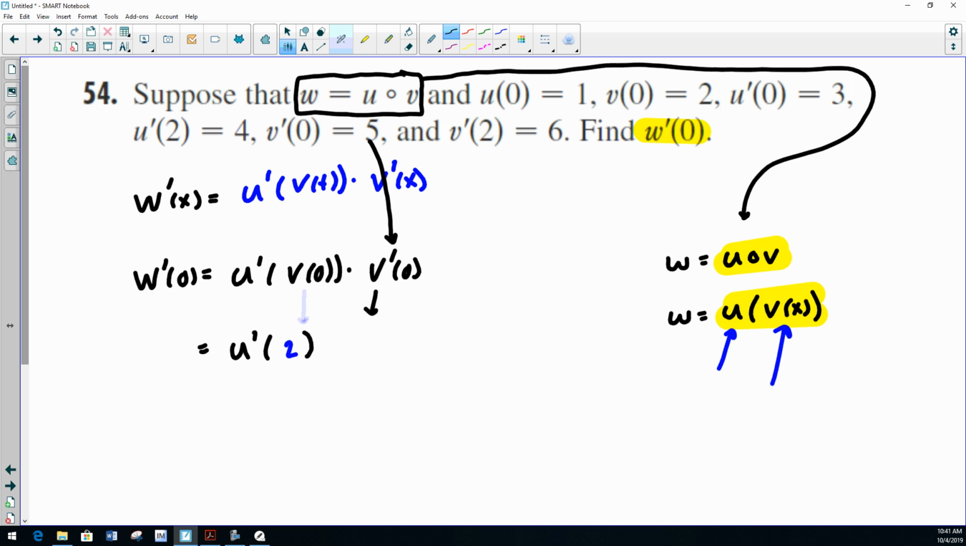Now, if you didn't know those were equal, it's not a big deal. No one uses this notation on the AP test, okay?